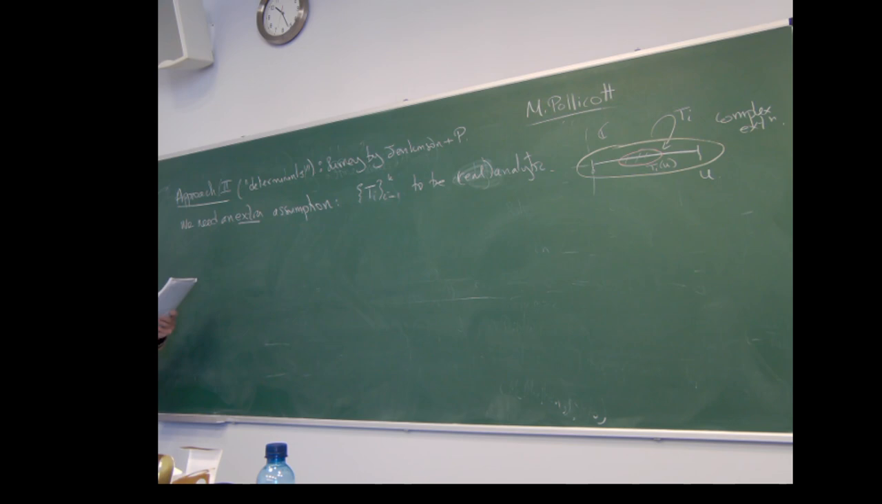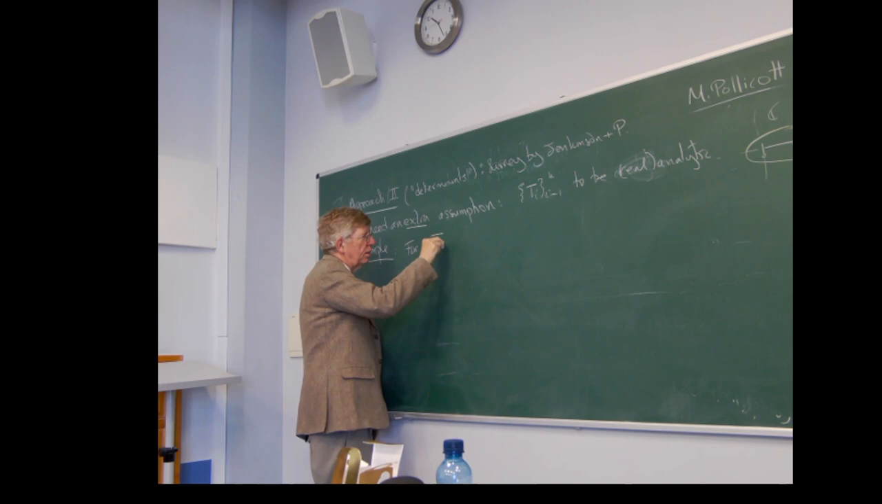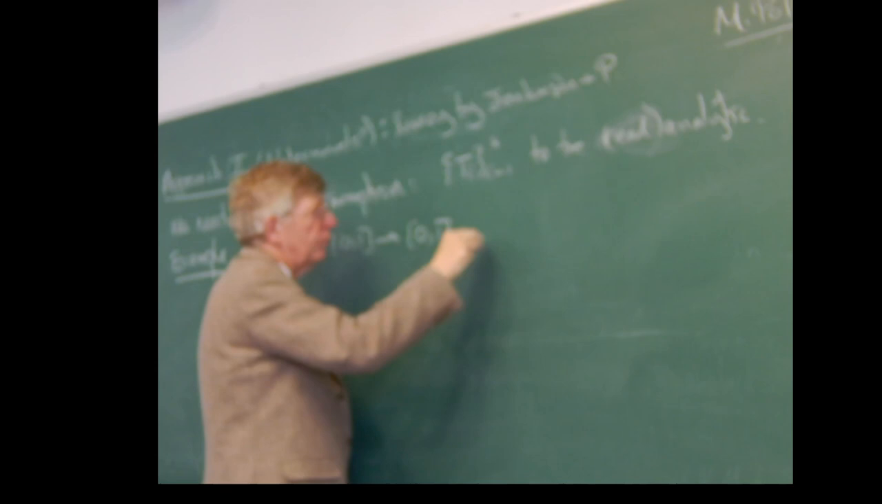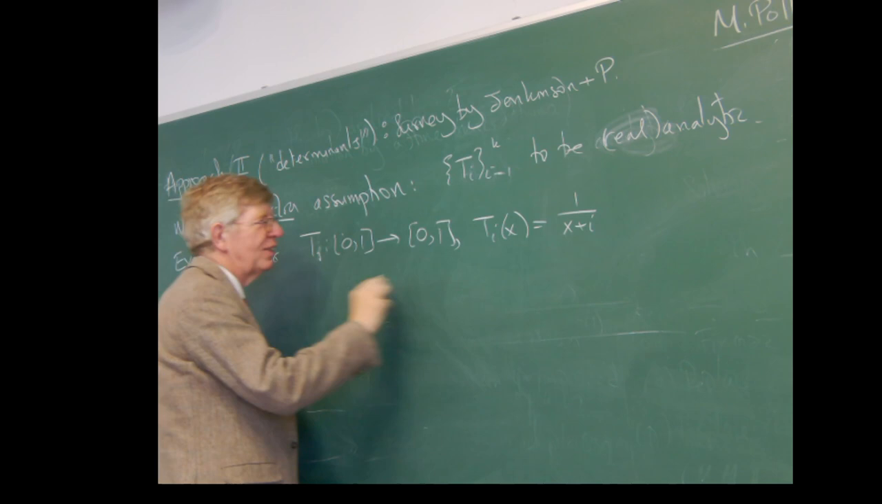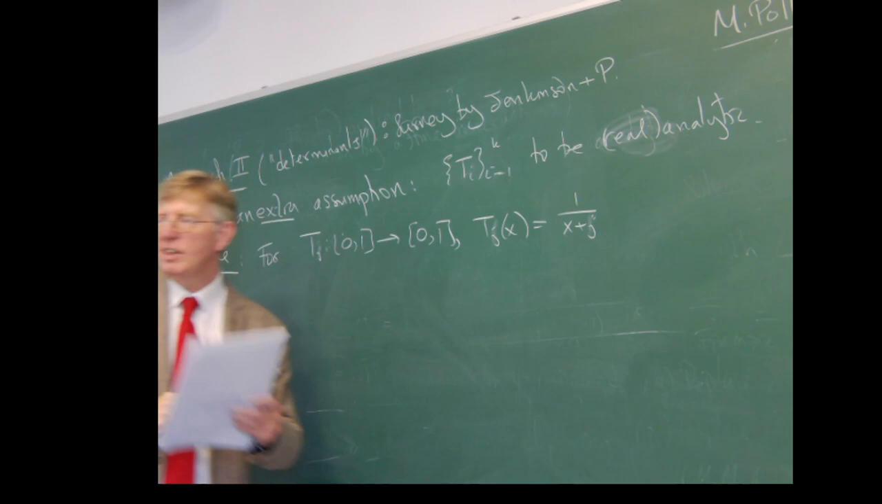So here is an example again. Let me hope the example works. If we consider the case of Ti from 0 to 1 of the form Ti of x equals 1 over x plus I. I is not the complex number here, right? Let me call it something else. Let me call it j. I'm slightly worried that I've introduced the complex numbers and i's appearing might be a bad thing. So let me call it j.